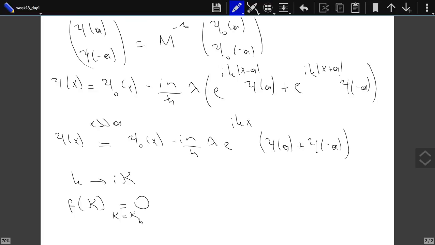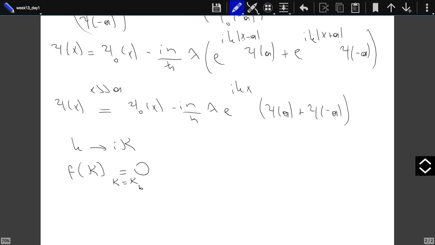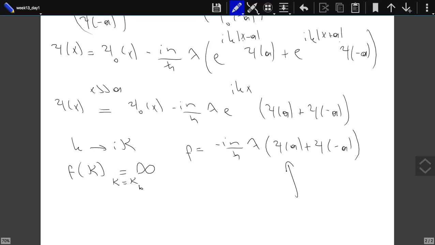Now, if you look at this expression over here, we know what our f is. F is equal to minus i m over h bar lambda times psi of a plus psi of minus a. When f diverges, then we have a pole, then we have a bound state. So for f to have an eigenvalue, a bound state, f should diverge. Now, when does f diverge?